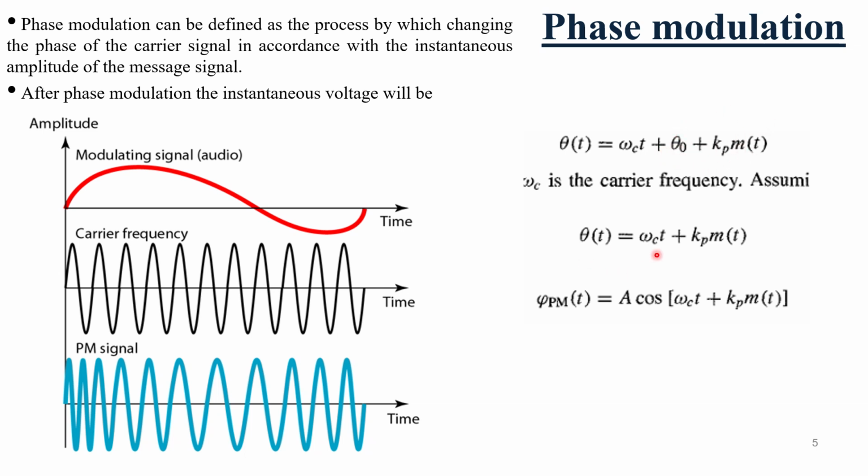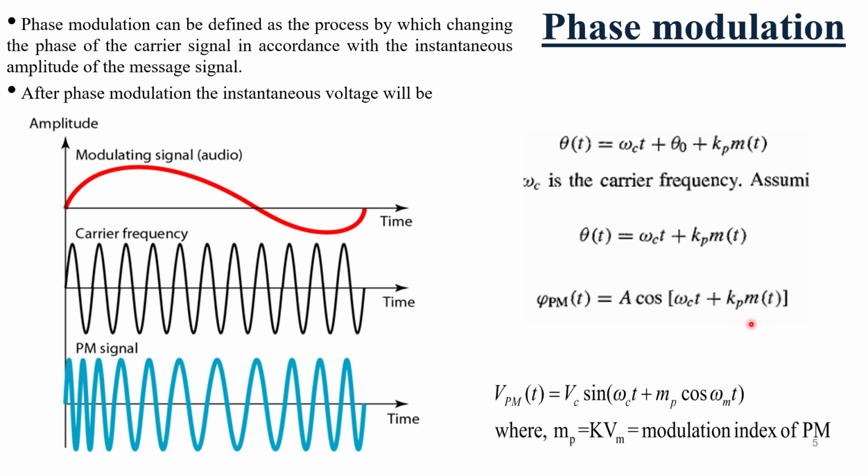So theta t will be omega ct plus kp mt, where mt belongs to the message signal. Finally your phase modulation will be A cos of omega ct plus this angle. So this angle only will vary according to the message signal, right? You can also write it in a better manner: phase modulation voltage is equal to Vc sin of omega ct plus mp cos omega mt.